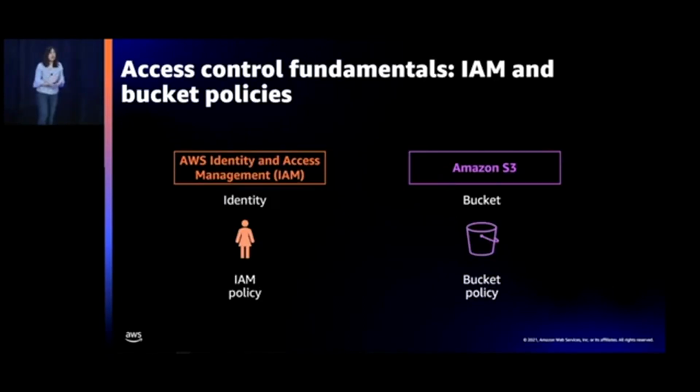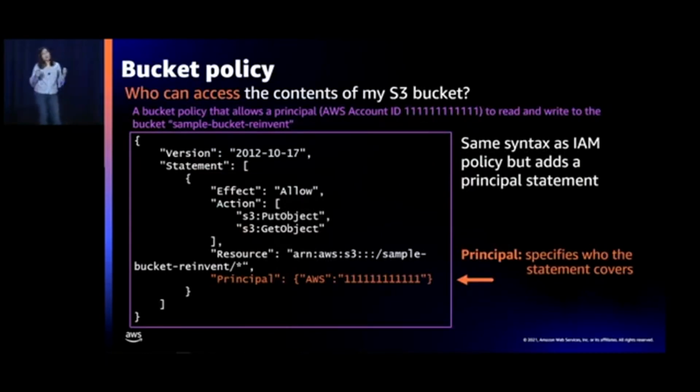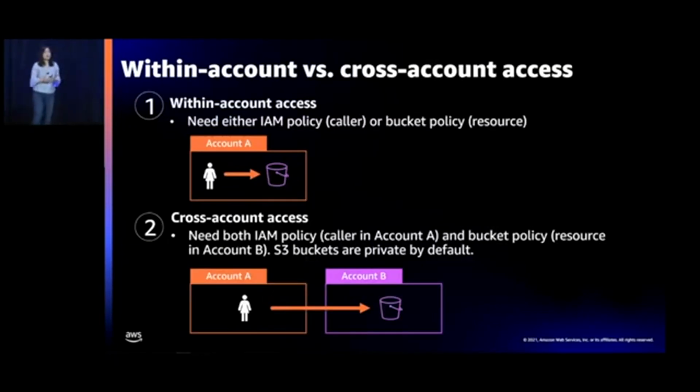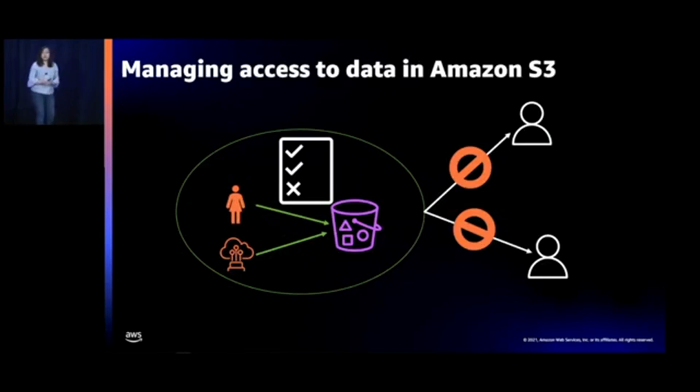You can either define an IAM policy in AWS Identity and Access Management or a bucket policy in Amazon S3. A bucket policy defines who can access my bucket and what actions can those users perform. Sometimes you'll need to share your data with someone from an external account. IAM policy in the account that owns the IAM user, and bucket policy in the account that owns the S3 bucket. S3 resources are private by default, and the writer of the data owns the data.